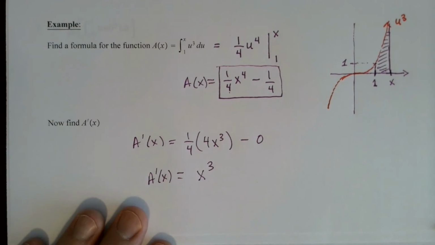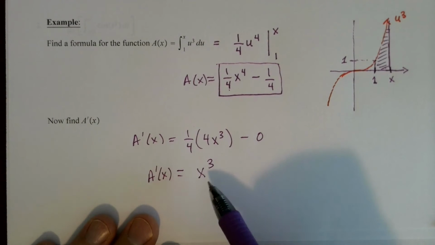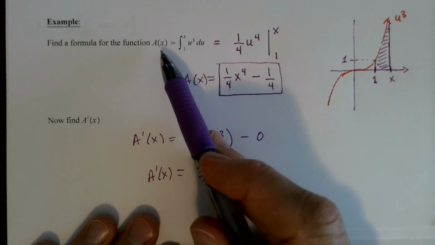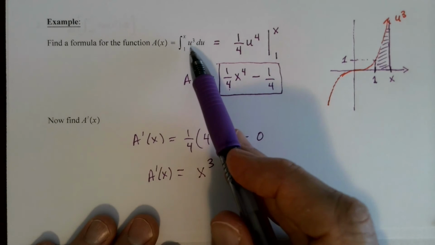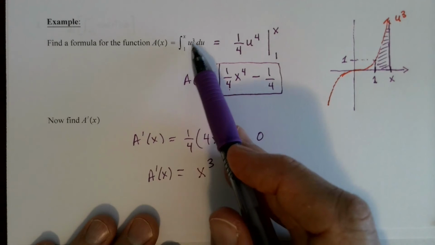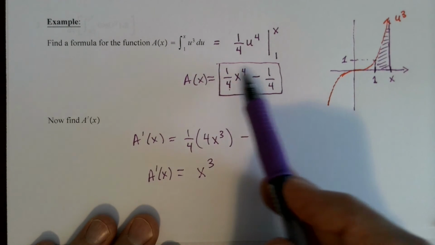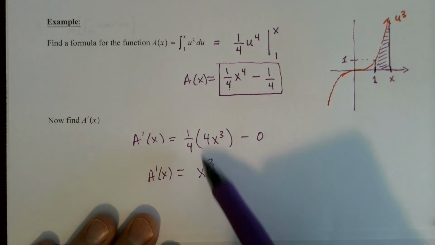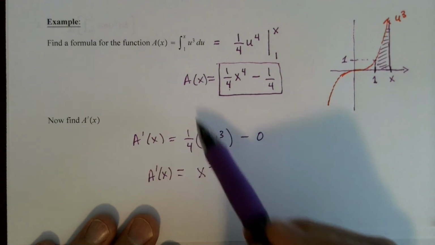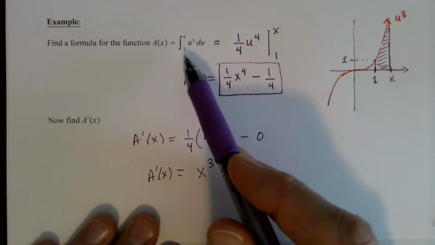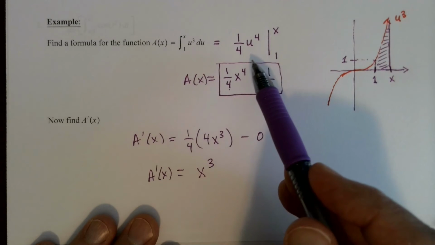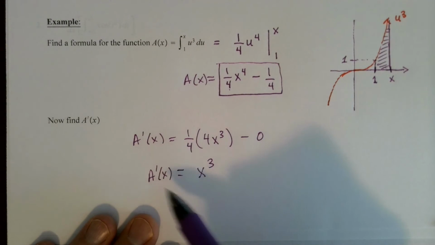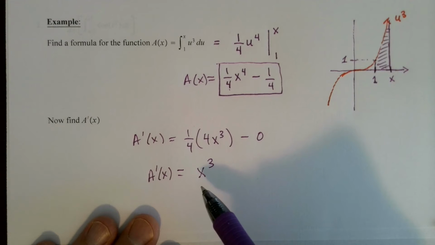But here's an interesting thing, right? If you observe where we started from, a of x was defined to be the integral from 1 to x of u cubed, right? We integrated and we got this as our area function. We took the derivative, we got back to what? The x cubed, right? U cubed, x cubed. Now it's different variables, right? But it's really essentially the same function. So integrating and then differentiating, we're going to see are sort of inverse operations.